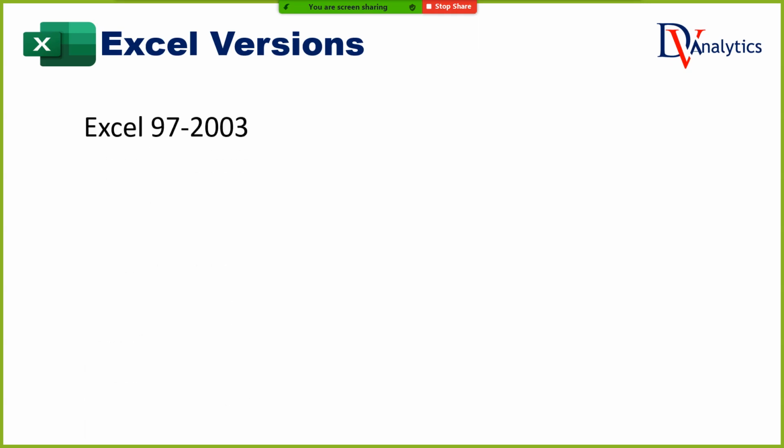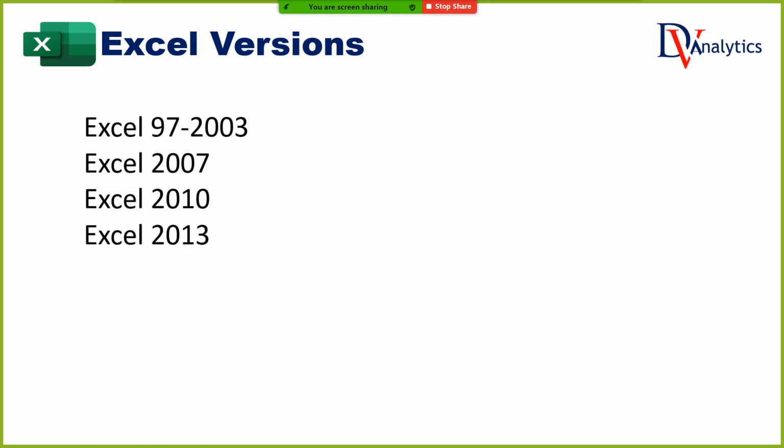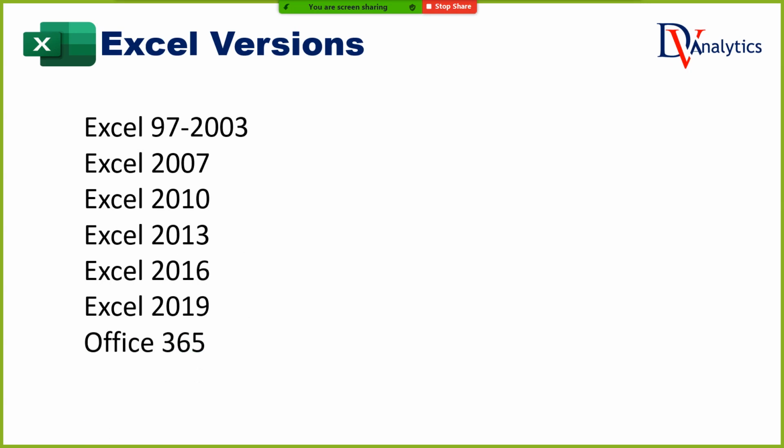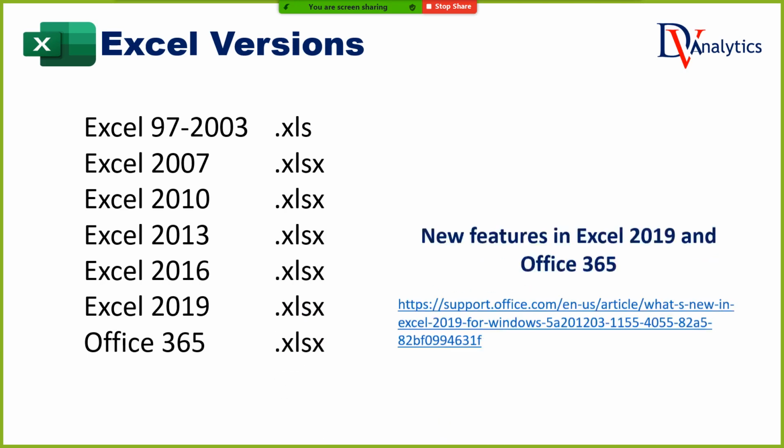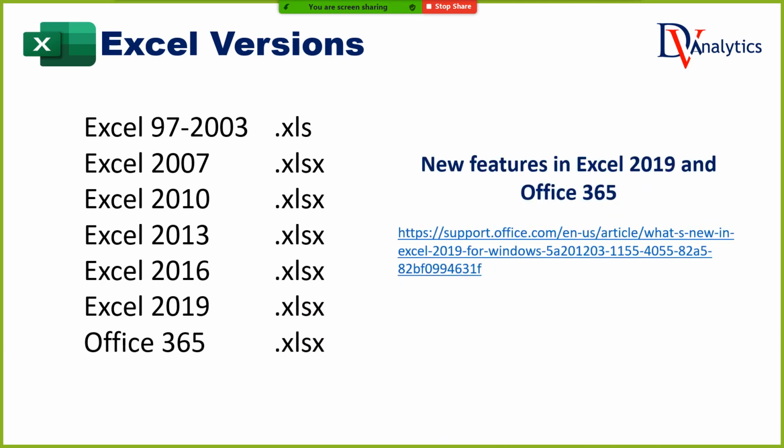So as I was saying, we have 97-2003 Excel, we have Excel 2007, Excel 2010, Excel 2013, 2016, 2019, and we have Office 365. The latest versions of Excel which we are using are 2019 or Office 365, right? So what is the extension for the old version of Excel, that is 97-2003? It was the .xls file. Now in 2007 we got the next file type, which came with the .xlsx extension. From 2007 onwards, all Excel files have the .xlsx extension.